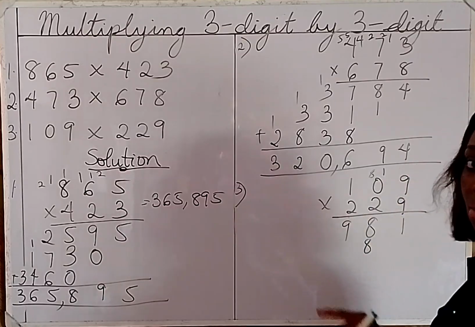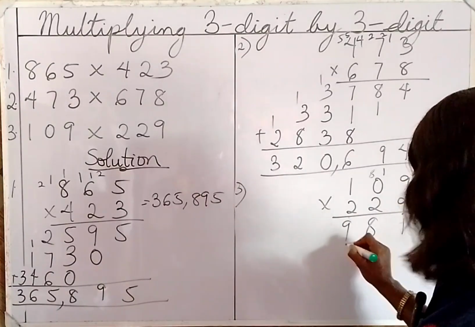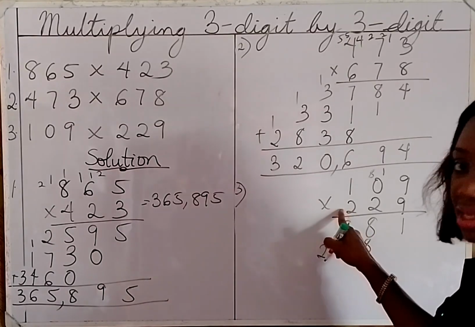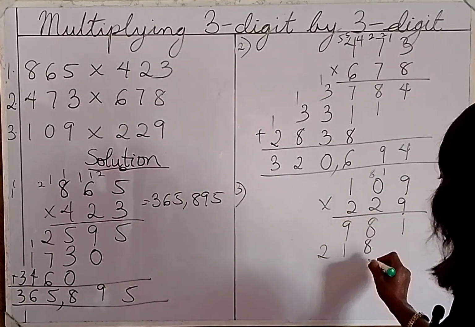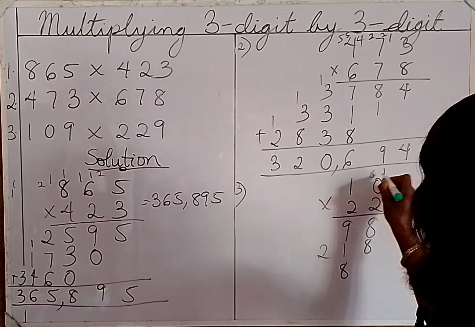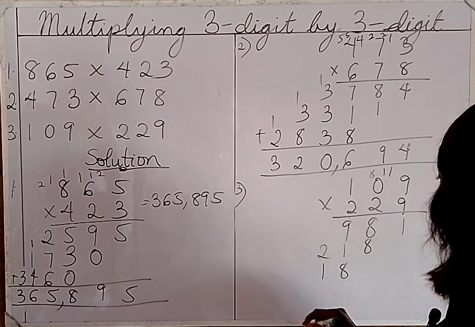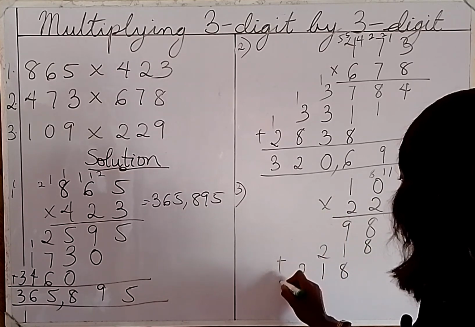2 times 0 is 0. Plus 1 is 1. 2 times 1 is 2. Then we'll move to the next digit. 2 times 9 is 18. 2 times 0 is 0 plus 1. 2 times 1 is what? 2. Then we add together.